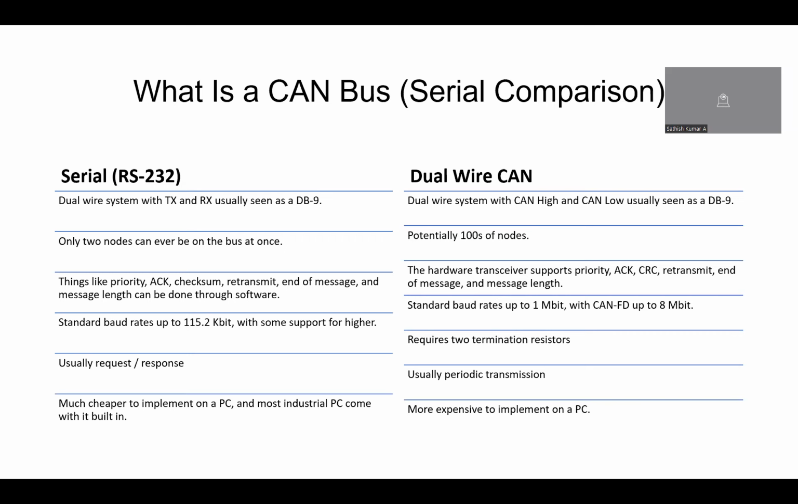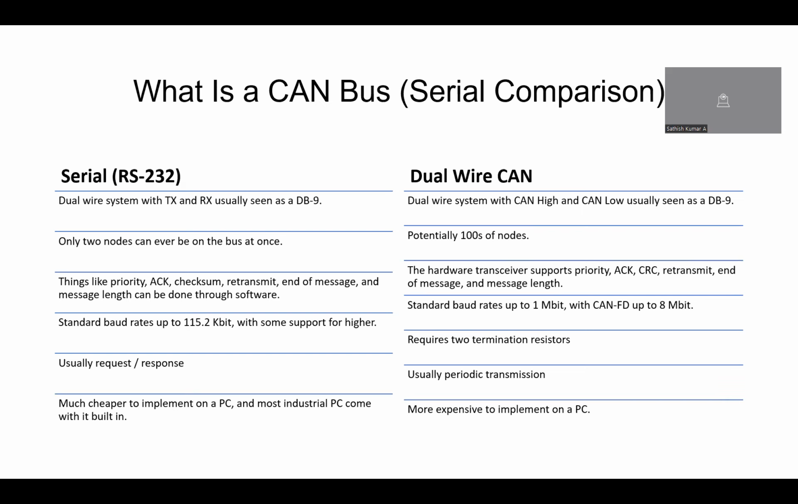Similarly, for CAN we have hardware support. For serial, this is done on the software side, and in CAN it is done in the hardware as well as the software. In hardware, the receiver supports priority, acknowledgement, CRC, retransmit, end of message, and message length. So these things are done on the hardware side.